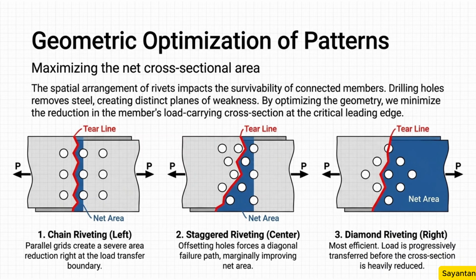The most structurally efficient geometry is diamond riveting. In this pattern, the leading edge contains only a single rivet hole, minimizing initial area reduction. As the load progresses past successive rows, force is incrementally transferred out of the main plate into the connection, ensuring that maximum cross-sectional area is preserved where the untransferred tension force is the highest.